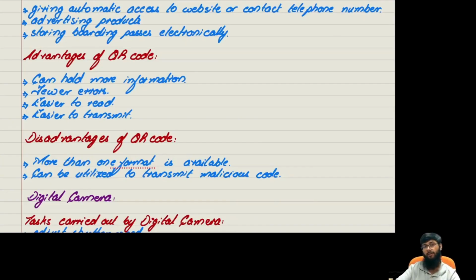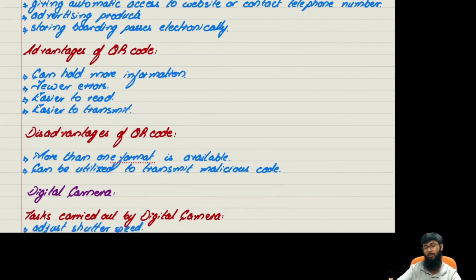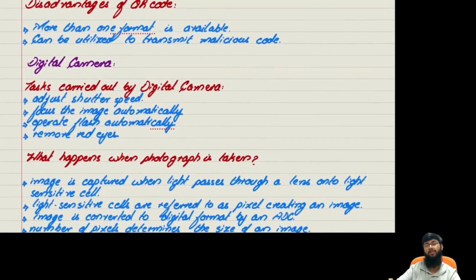So this was all for the barcode and the QR code. In the next session, we will be moving towards the digital camera, mouse, and the other stuff. Thank you.